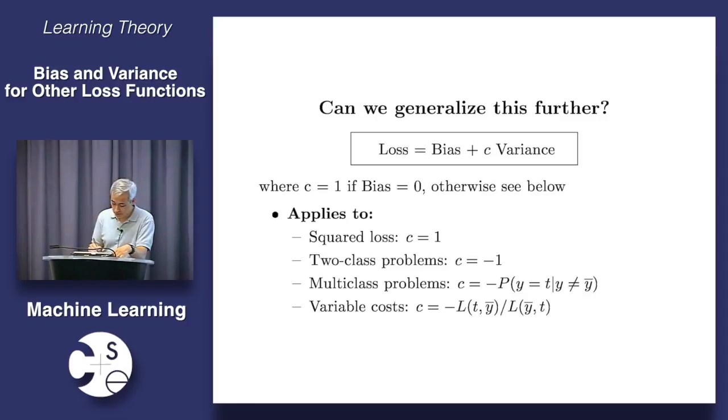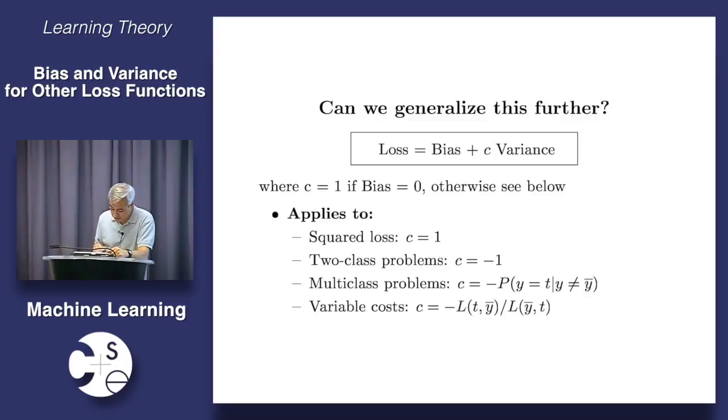Well, for squared loss, we know that c is equal to 1, right? The loss is still bias plus variance. We just saw that for two-class problems, c is equal to -1. But we actually didn't see what happens for multi-class problems. What if I had a whole bunch of different classes? Then just because A is different from B, it could still not be equal to C. Well, in that case, c is minus the probability that Y is equal to T given that it's not equal to Y bar. Again, the math for this is straightforward, but you have to multiply by that factor. So in some senses, it actually reduces the effect of the variance by that probability.